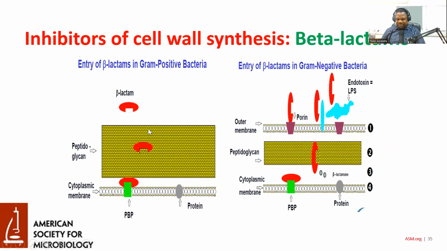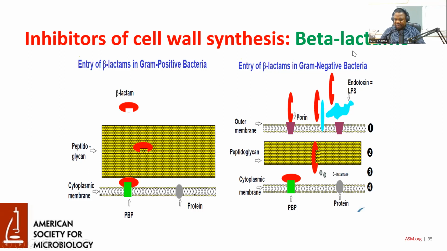This molecule should diffuse through the thick layer of peptidoglycan, and from there it will reach the penicillin binding protein that is the target for beta-lactam antibiotics. So you have the target here. So it will then reach that target, okay?